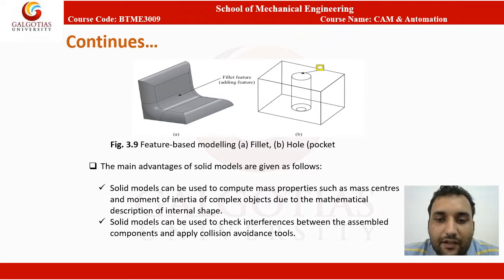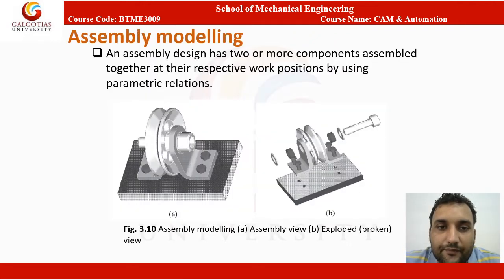The main advantage of solid models is that they can be used to compute mass properties such as mass centers and moment of inertia of complex objects, due to the mathematical description of the internal shape. A solid model can also be used to check interference between assembled components and to apply collision avoidance tools.